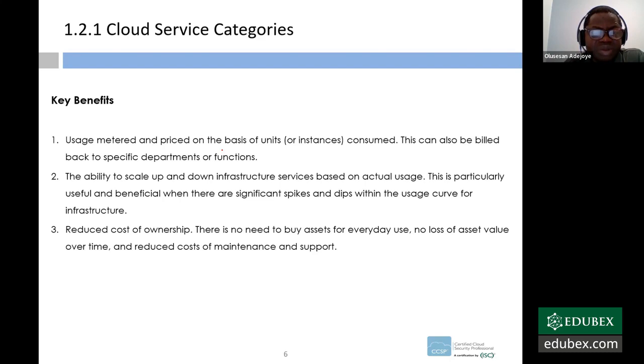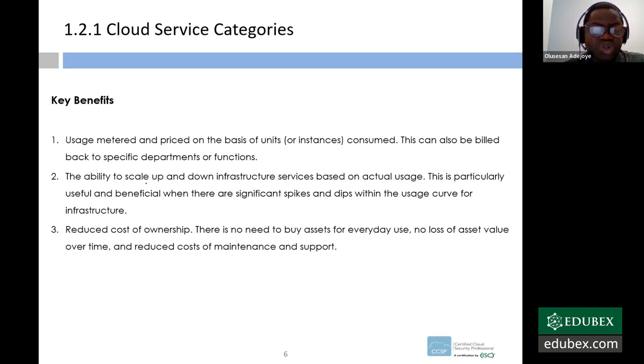But within the cloud, you are not losing anything because you are paying as you go. It is a pay as you go model. In other words, it is a usage meter and priced on the basis of unit. So whatever you provision, that is what you pay for. You pay for what you consume. Two, ability to scale infrastructure up and down. You have the flexibility, elasticity, scaling to scale up resources as the demand arises. And you can also scale down your resources during off-peak by configuring all these in your scaling policy.